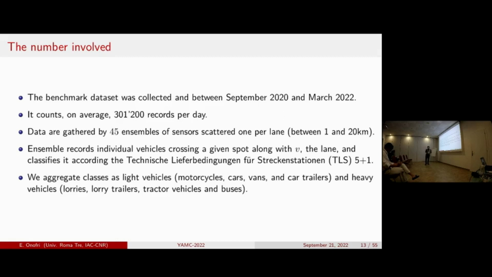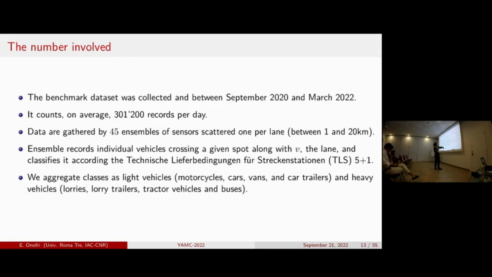If you remember yesterday, I talked about coupling the models between different kinds of vehicles, and we did it with two different kinds of labels, namely the light one and the heavy one. So we actually aggregated the classes here presented.